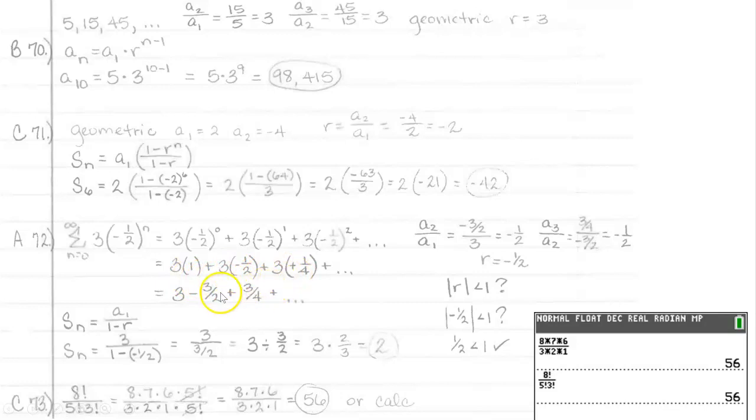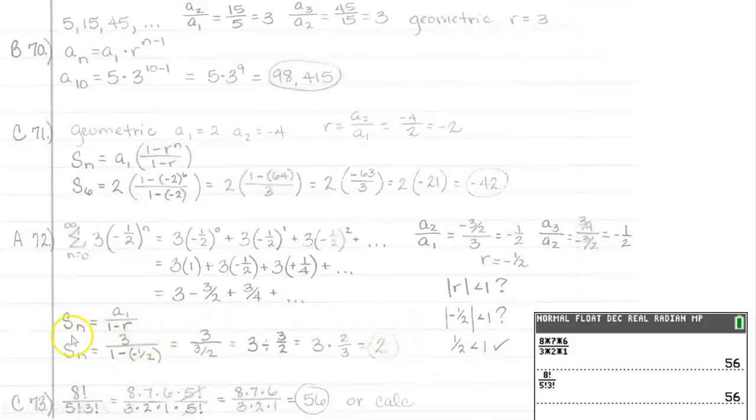So if we go through and we do second term divided by first, third term divided by second. So right over here, second term divided by first gave me negative 1/2. Third term divided by second gave me negative 1/2. So this is geometric and my ratio is negative 1/2. Then we need to check to make sure that the absolute value of the ratio is less than 1. So the absolute value of negative 1/2 is a positive 1/2. That is less than 1. So yes, it is geometric. Absolute value of the ratio is less than 1. We will be able to find the sum.